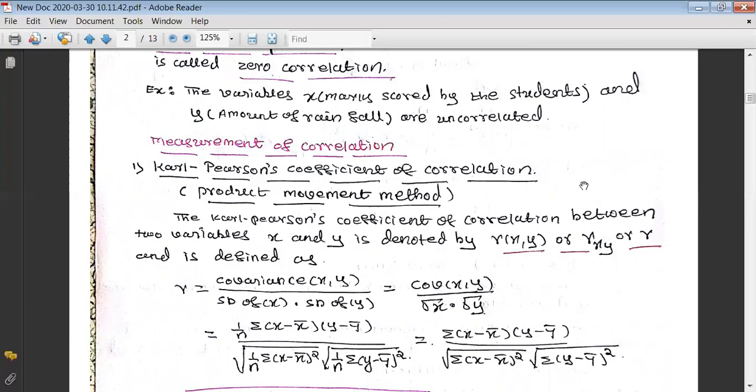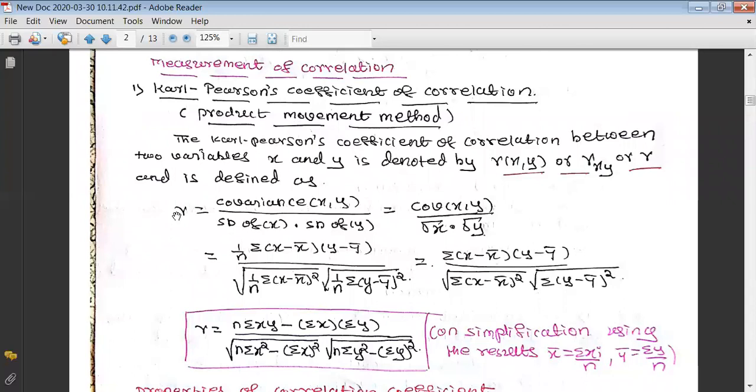The Karl Pearson's coefficient of correlation between the two variables X and Y is denoted by r of XY, or simply r suffix XY, or simply r. Generally, we use the notation r for the Karl Pearson's coefficient of correlation, and it is defined as follows. It is defined as r equals covariance between the two variables X and Y divided by standard deviation of X into standard deviation of Y.